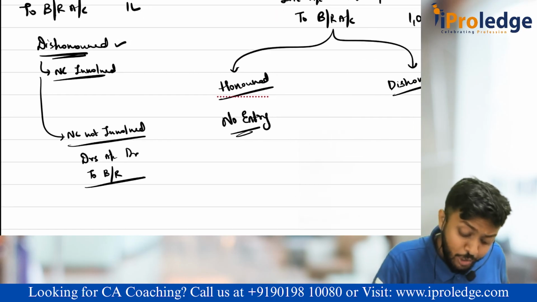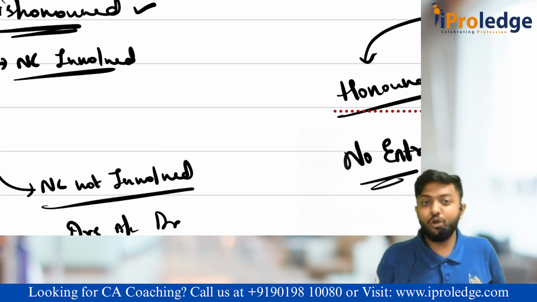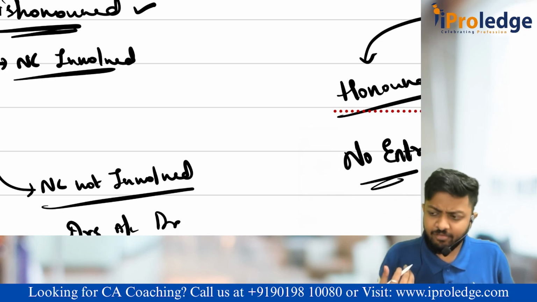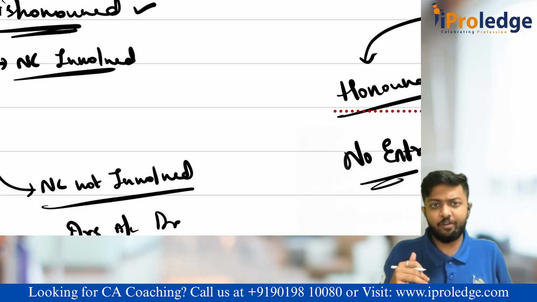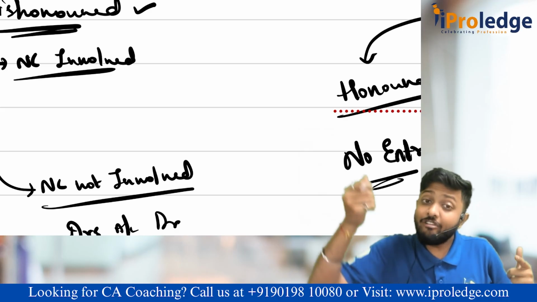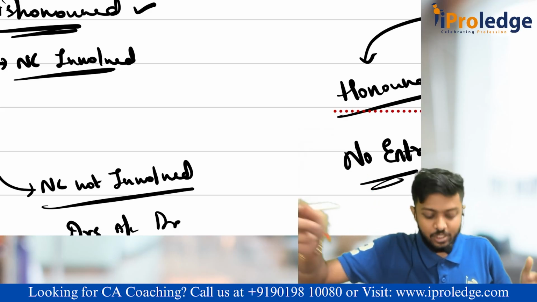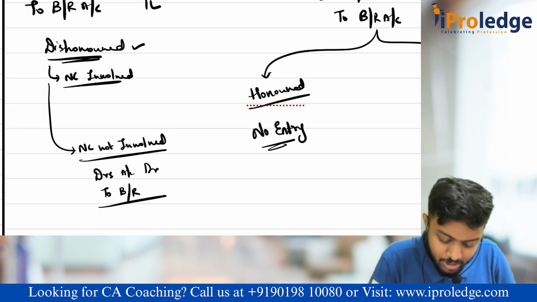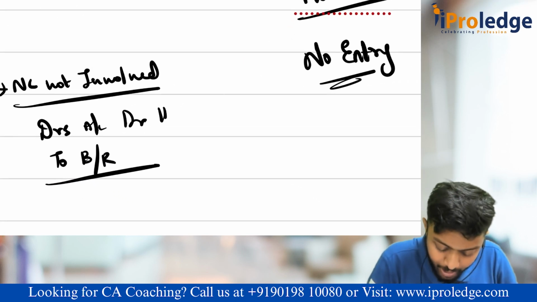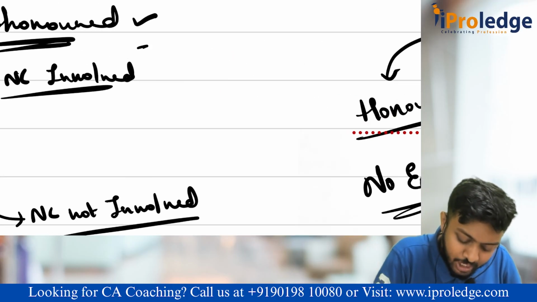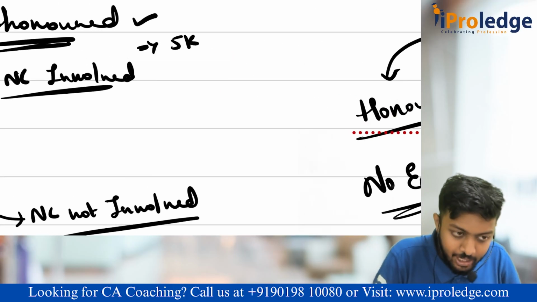Simple. Sir, what to do if noting charges are involved? Then if I am holding the bill, if drawer is holding the bill till the maturity, then who is the holder? Drawer. Drawer would have paid noting charges. So in all the cases, guys, how much is the value of the bill? It was 1 lakh. Say suppose noting charges involved. Let's assume noting charges to be 5k. Then what will I do?